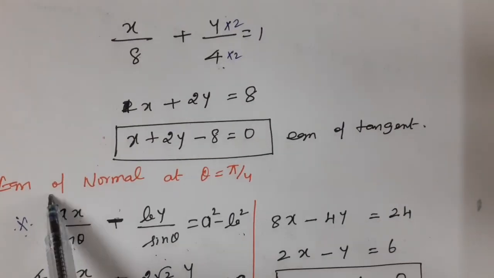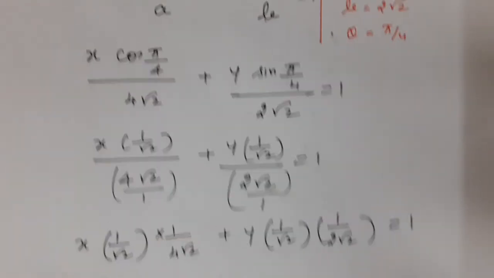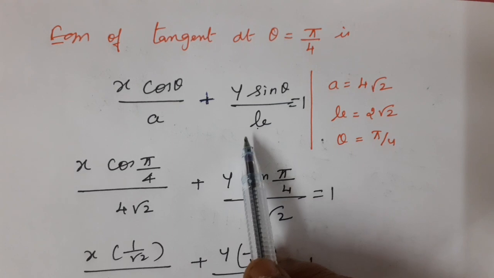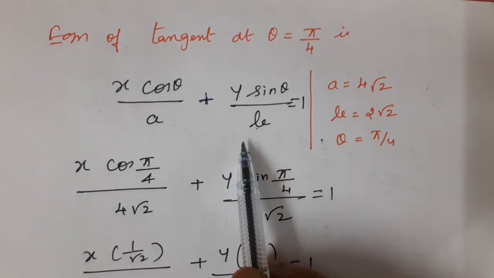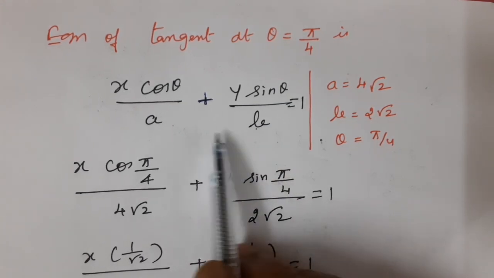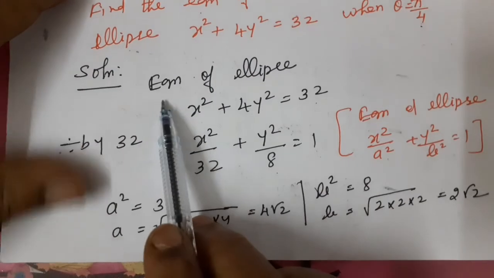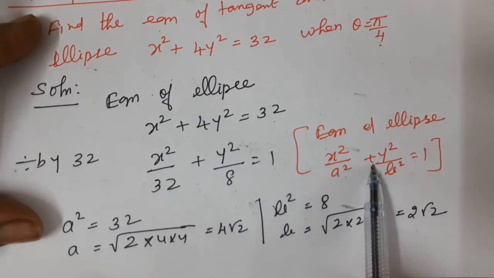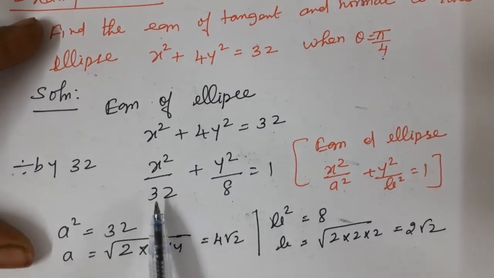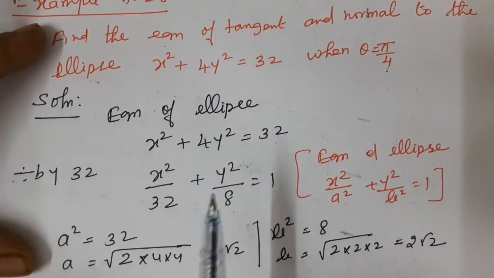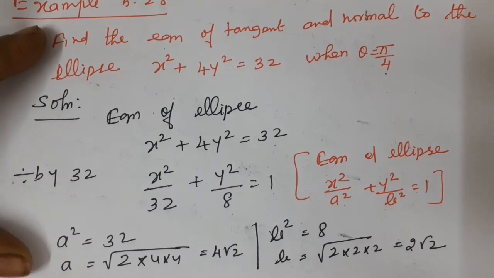Which one is very important? The normal formula and the equation of the tangent. From the question, easily we find it by making the equation into the standard form of the ellipse. Afterwards, you remember the values of a square and b square. So this is the equation of the ellipse. We come to the standard form. From this equation of the ellipse, what is a square, what is b square? Remember that formula, just substitute the values, get the result.